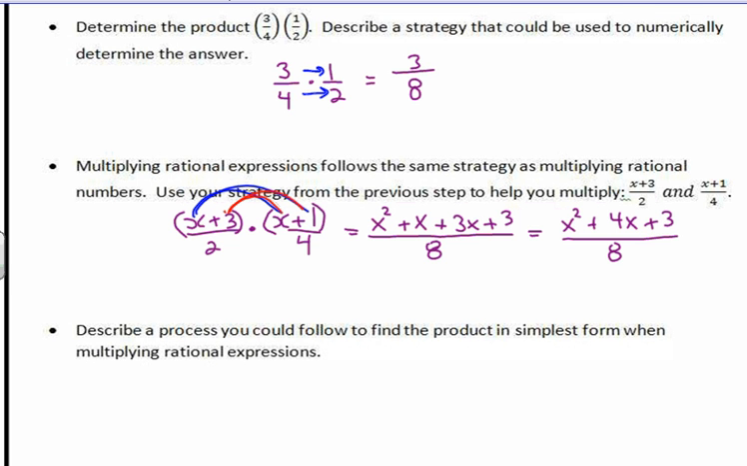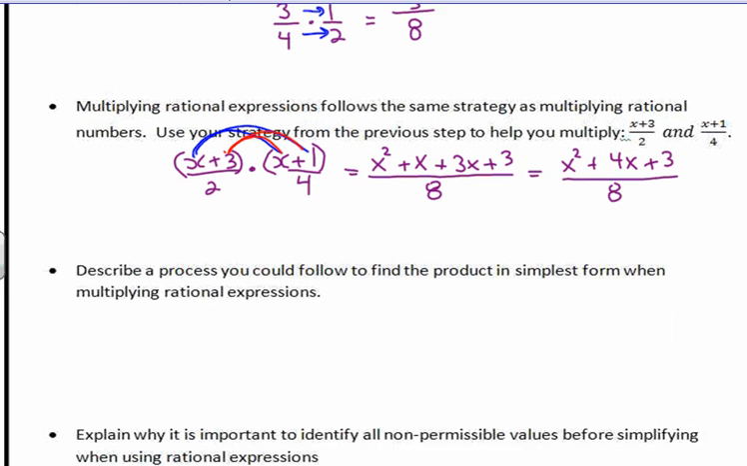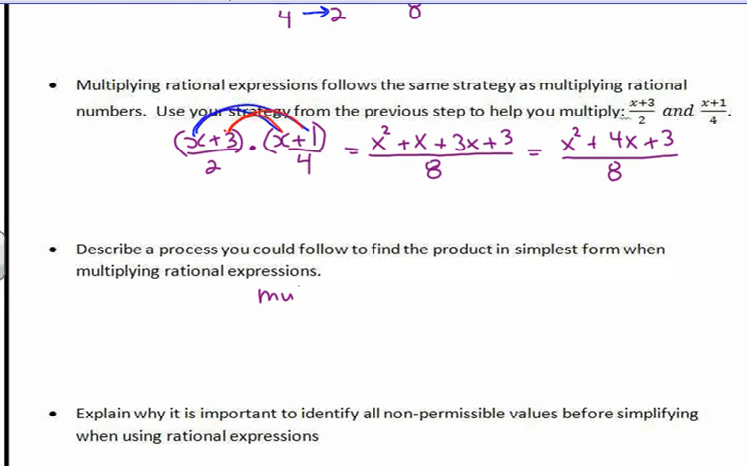So it says describe a process you could follow to find the product in simplest form when multiplying rational expressions. So let's just explain what we just did here. When we multiply fractions, how do we multiply fractions? What do we do, even just if you explained this to somebody in your own words? So you multiply top with top, bottom. What are you doing with the top and the top? Multiplying. Good.